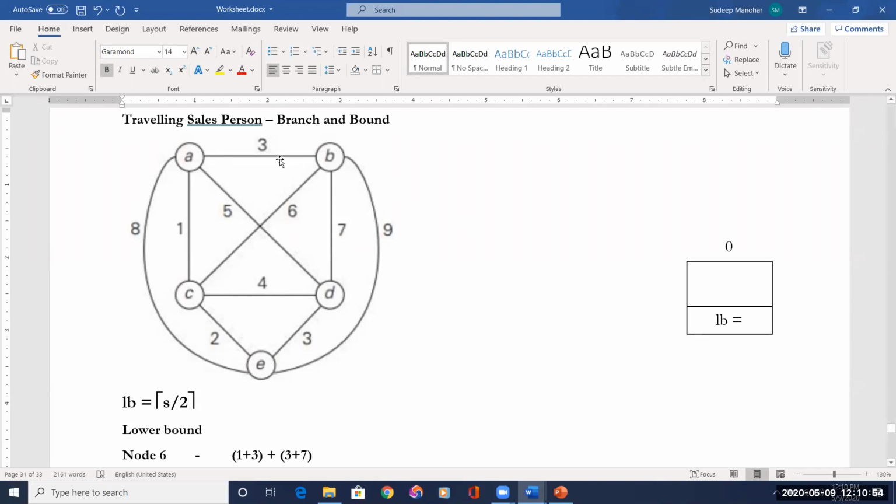For C, there is no effect of this 3 and 7. Therefore, minimum is 1 plus 2. For D, you are supposed to consider this 7 because the BD edge you have to consider. So 3 and 4 are the minimum. You are leaving this 4. You have to consider 3 and 7. For E, these edges don't make any effect. Therefore, 2 plus 3 is the minimum.